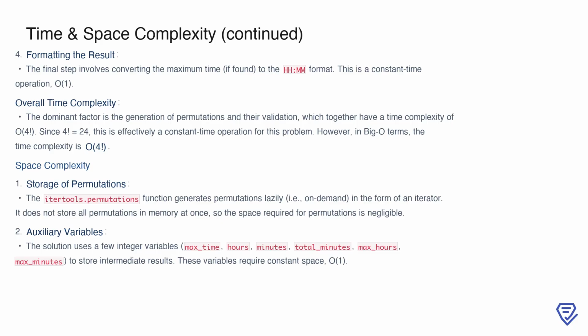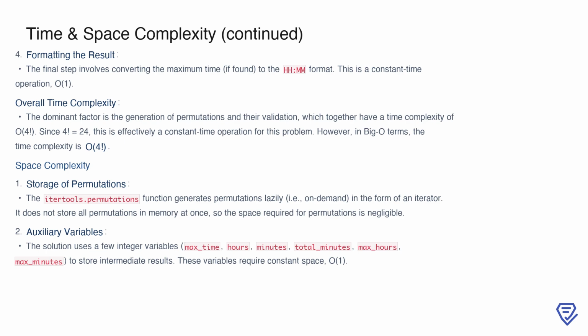When we combine all these steps, the dominant factor in the time complexity is the generation and validation of permutations, which together result in a time complexity of O(4!). Since 4! equals 24, this is effectively a constant for this specific problem. However, when expressed in terms of big O notation, the time complexity remains O(4!).